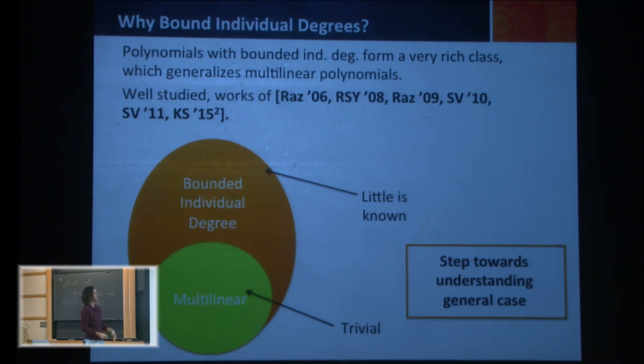So bounded individual degree is a step towards understanding the general case, because certain problems that we would have in the general case don't appear when we have bounded individual degrees. So for example, computing resultants, just for those who know, will be easy in the bounded individual degree case, and in general is a very hard thing to do. So at least we have some things that are easy here that allow us to try to understand this class first, and then we can try to understand the general case.